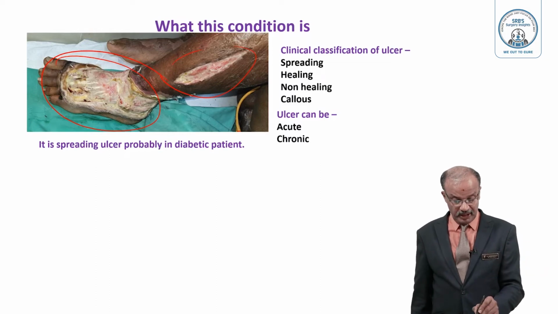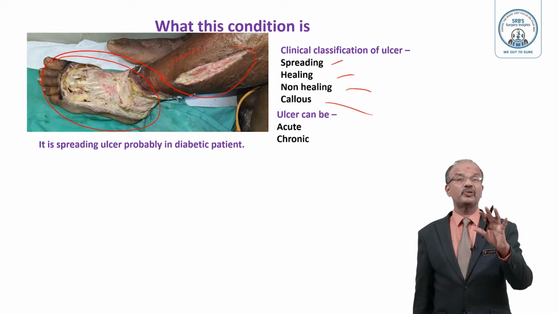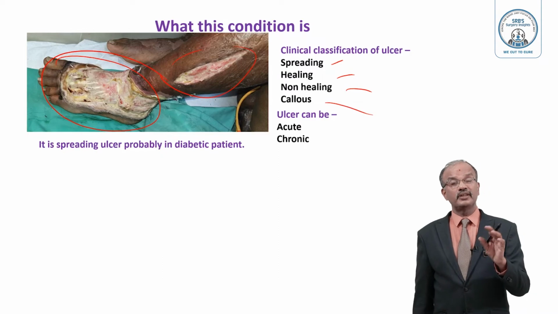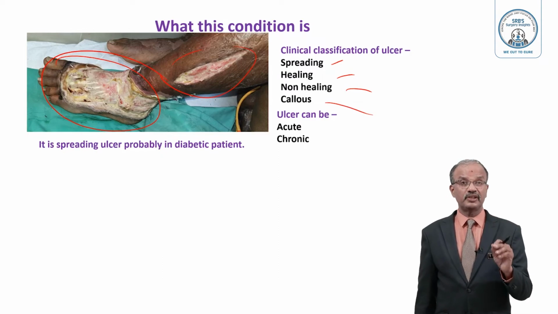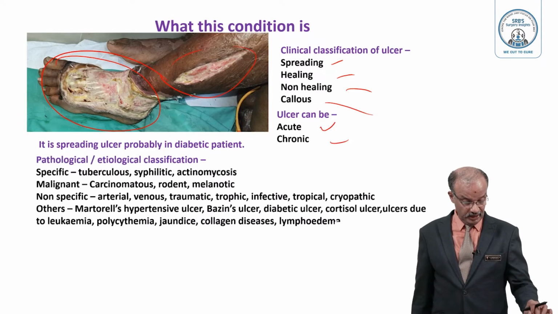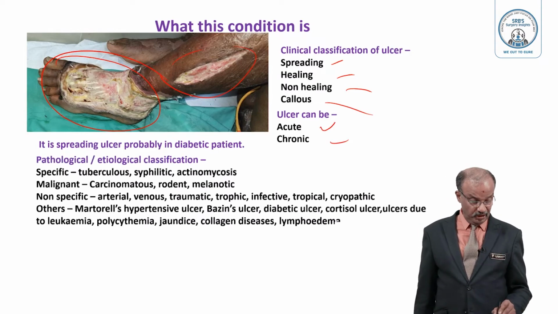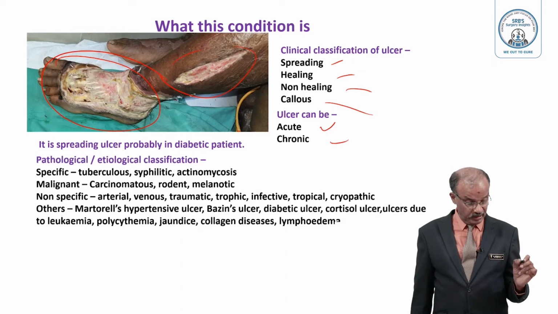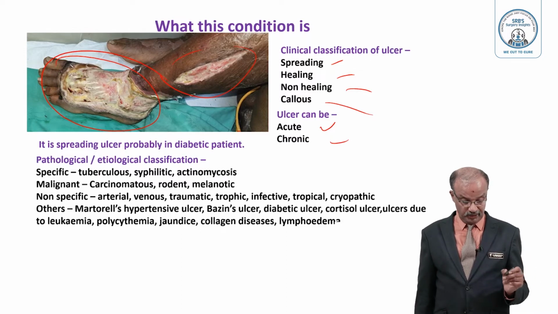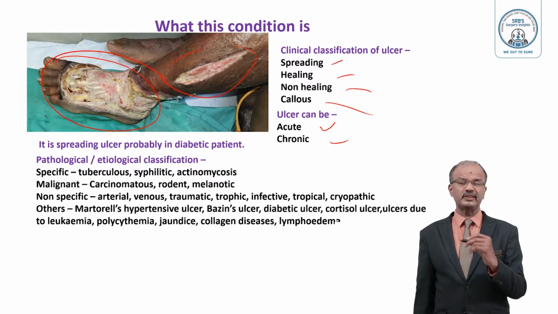Remember, spreading, healing, non-healing, callus. This classification with the photographs is there in my clinical book with the explanations. You can go through my Clinical Methods in Surgery and also my Manual of Surgery ulcer topic both. It is there in detail with the photos and illustrations with the different edges. Ulcer again can be acute or chronic, and a pathological or etiological classification is there. Specific, malignant, non-specific, others, trophic, neuropathic, diabetic. So many things are there.